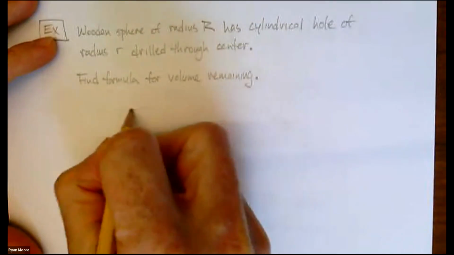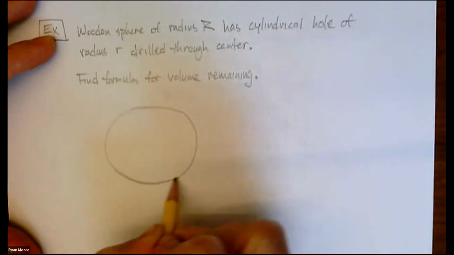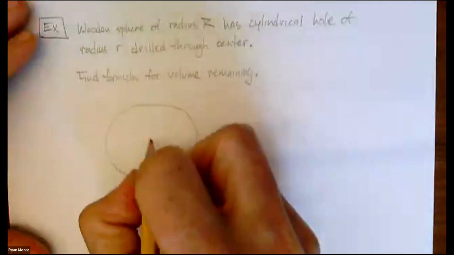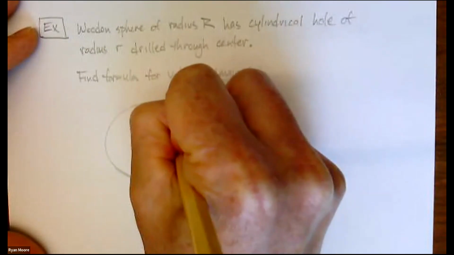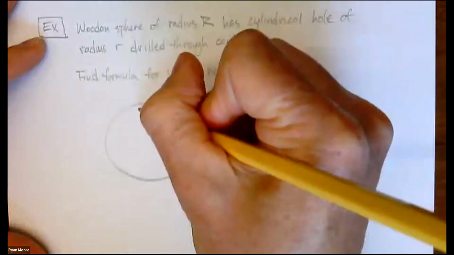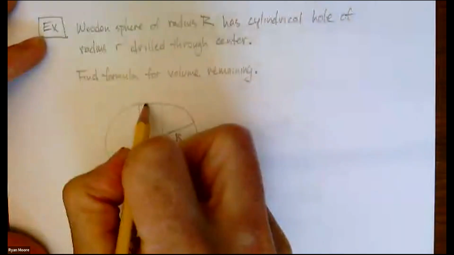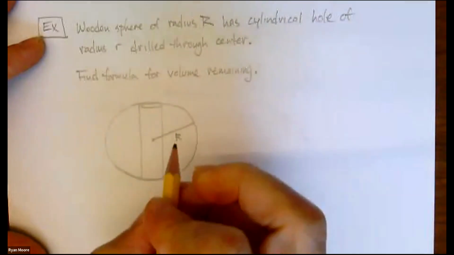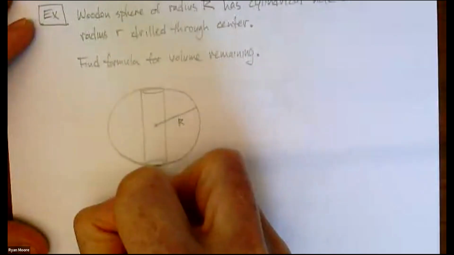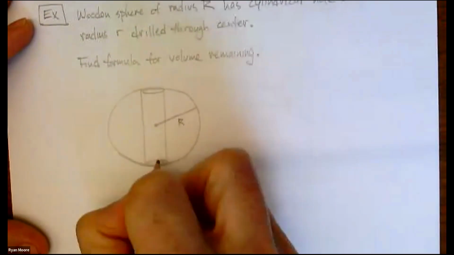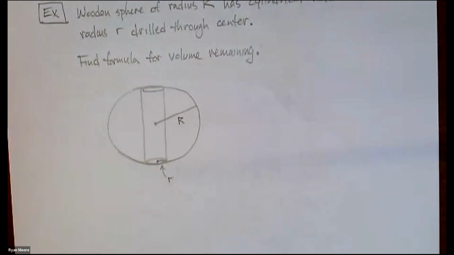So first, imagine the sphere. Something like that, okay. It has a radius of capital R. Then somebody comes and drills a cylinder out. All right. And this cylinder has a radius, I'll put there at the bottom, a radius of little r.